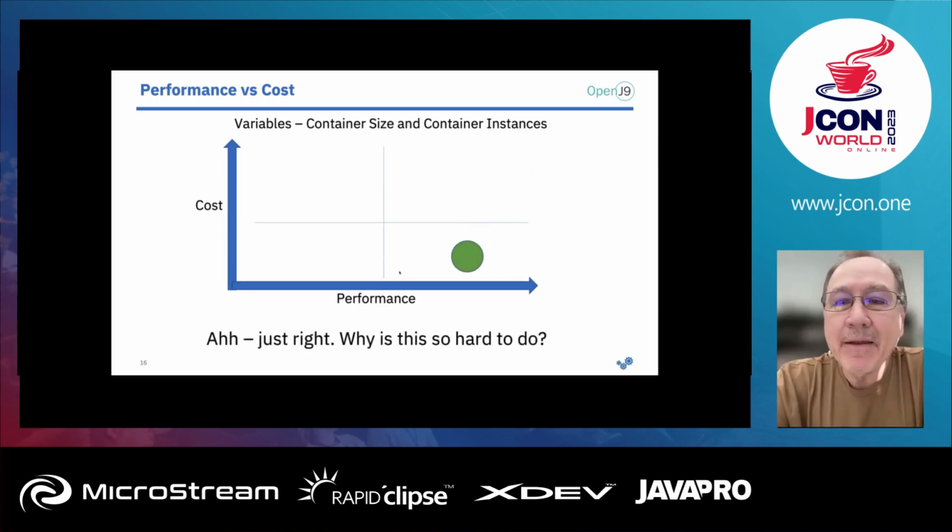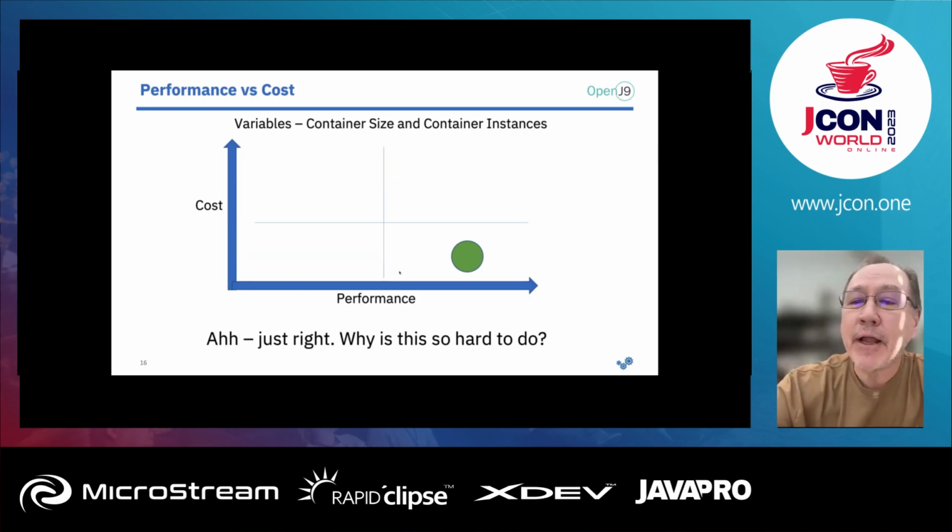So our goal is to get into this bottom right quadrant. This is a sweet spot, but it's very hard to get right. And there's a ton of Java innovation around trying to solve this problem. So you may have heard of GraalVM, CRaC, Quarkus, Micronaut, Helidon. They all seem to have an answer to this problem. But why is this so hard?